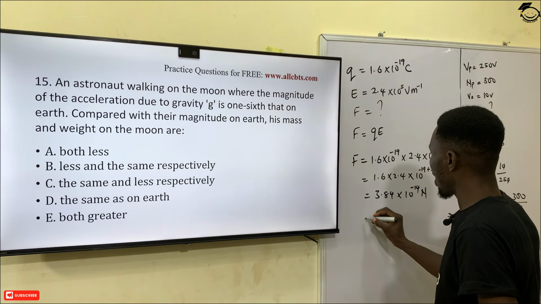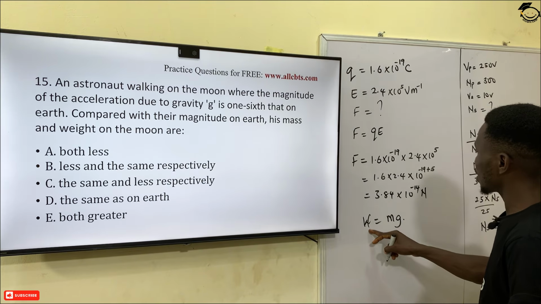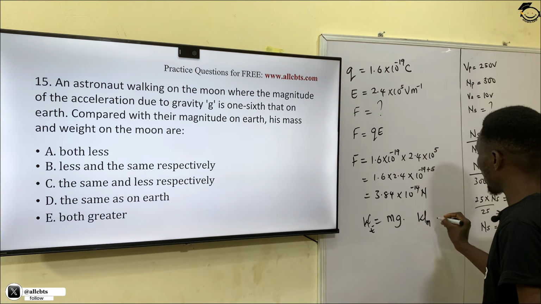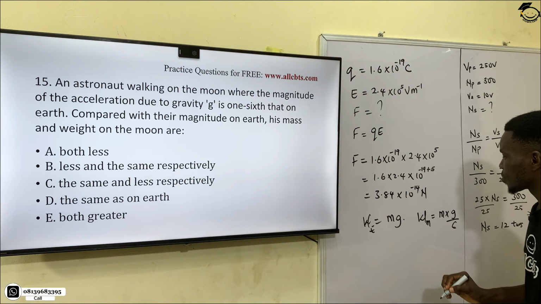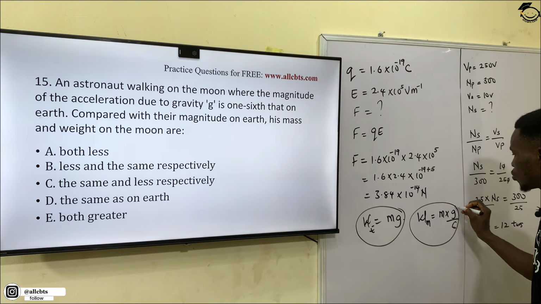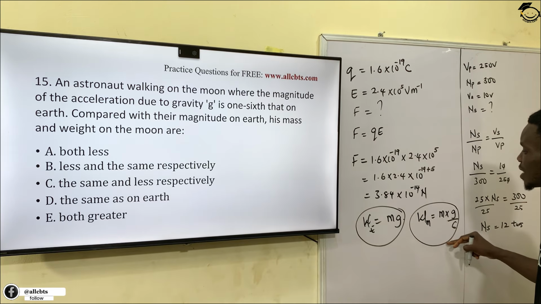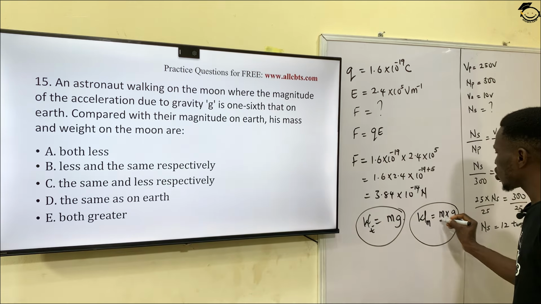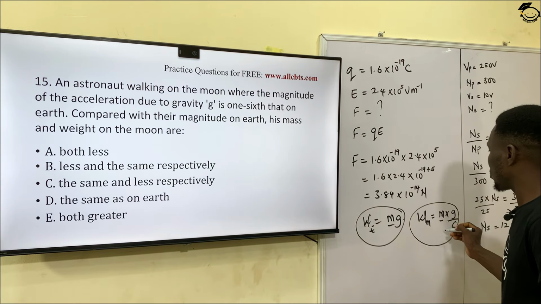Now we know that weight is equal to mass times acceleration due to gravity. So if the weight on Earth is this, it means that the weight on the moon is going to be the mass times g/6. Which means that the weight on Earth is higher than the weight on the moon because the acceleration due to gravity here is 1/6 that on the Earth. So the weight on the moon is less compared to the weight on the Earth. But the mass does not change. Irrespective of location, the mass of a body remains the same. So the mass is the same, but the weight is less.